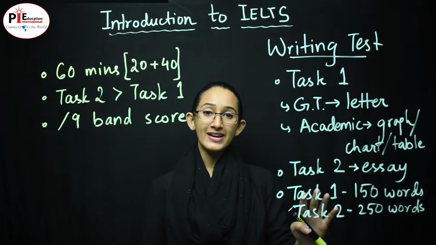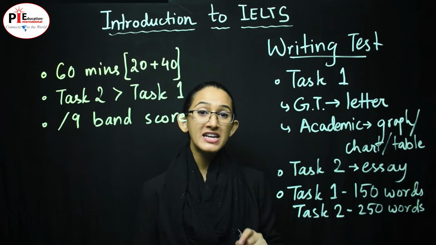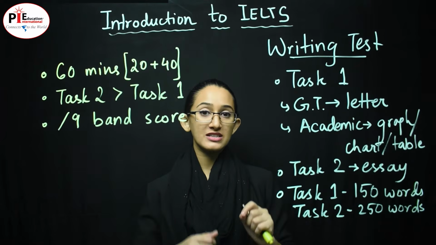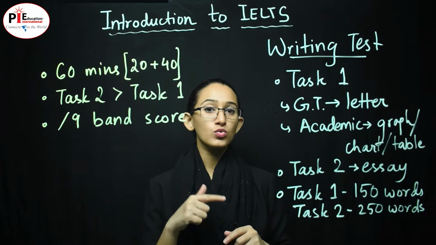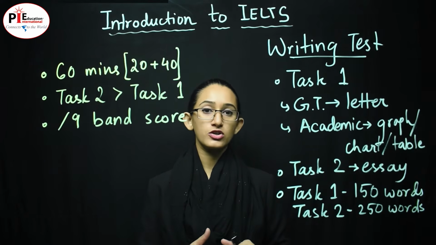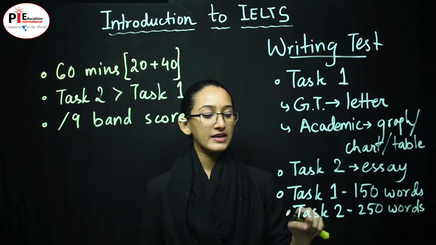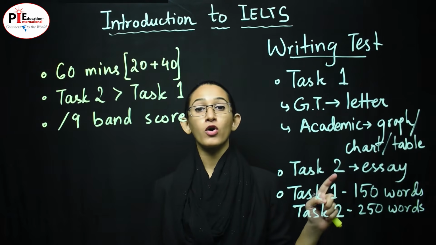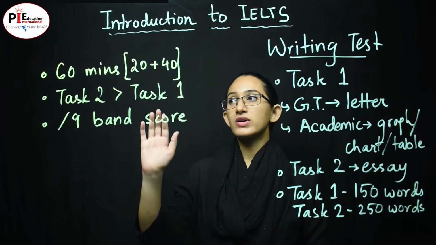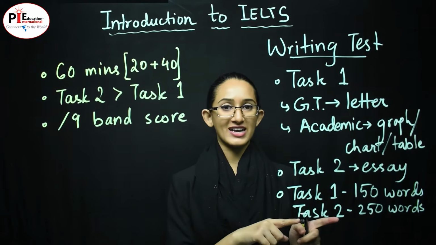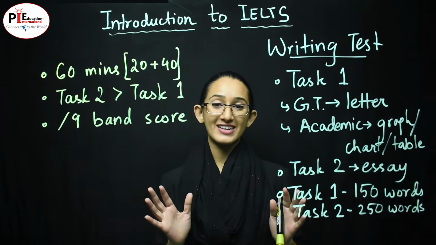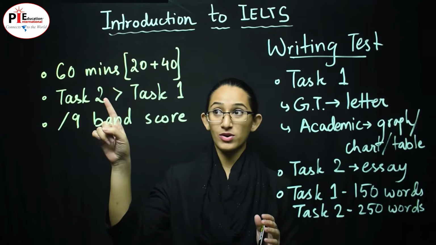Your task 1 has to be completed in a minimum of 150 words, which means if you write anything less than 150 words in task 1, you will be penalized for it. Your marks will be deducted. Your task 2 has to have a minimum of 250 words. You get a total of 20 minutes for task 1 and 40 minutes for task 2, which means that your total time for your writing section is 1 hour, right?